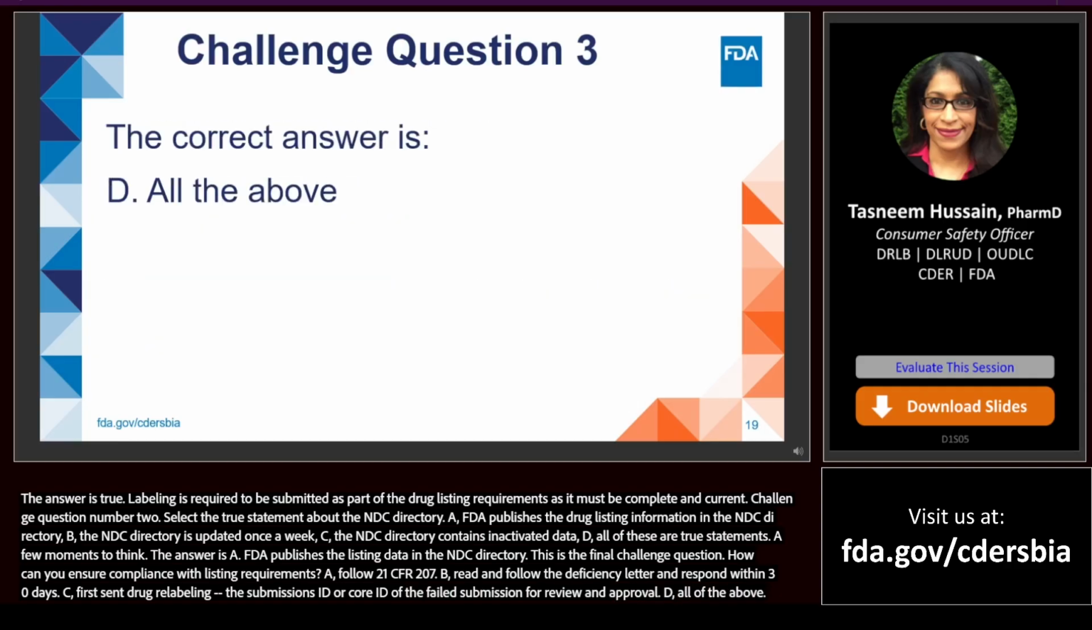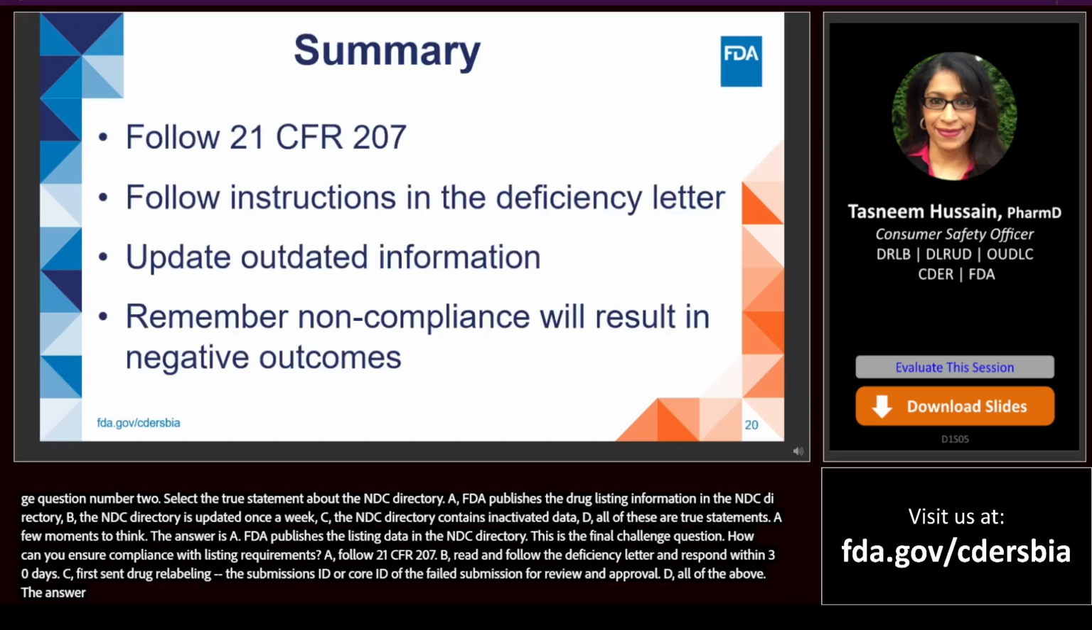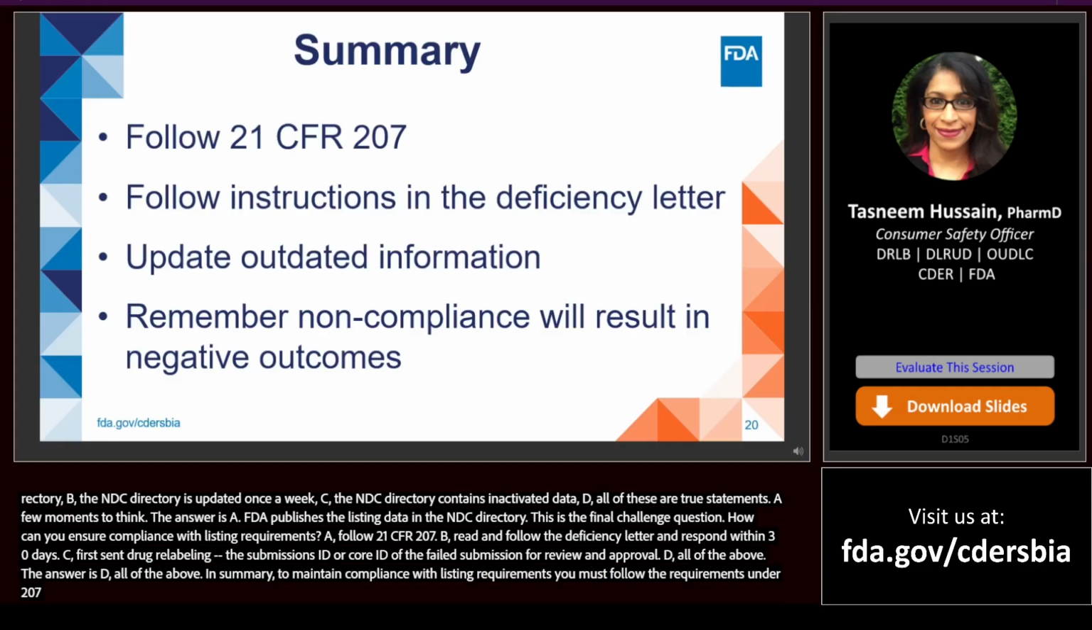Answer is D. All of the above. So in summary, to maintain compliance with listing requirements, you must follow the requirements under 207. You must follow the instructions in the deficiency letter, update outdated contact information. Remember that non-compliance can have negative consequences, and listing data is so important for FDA's mission.